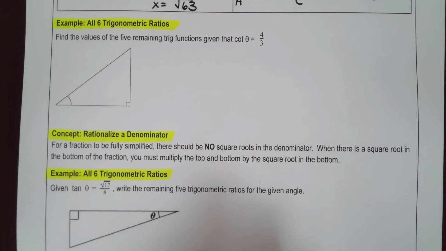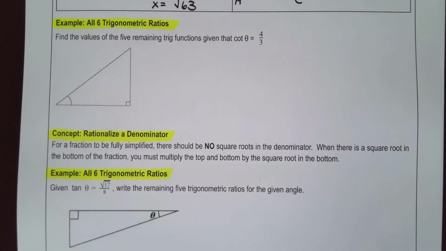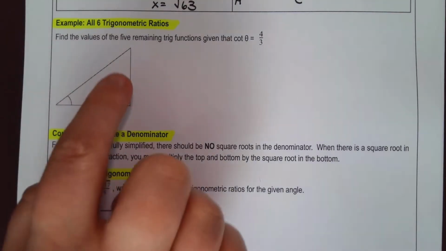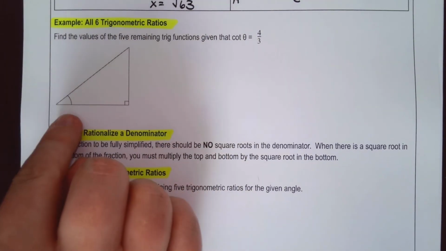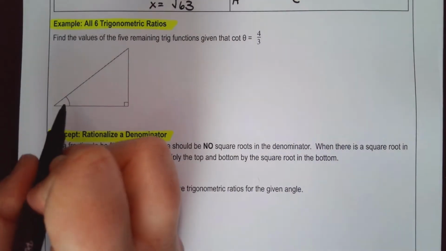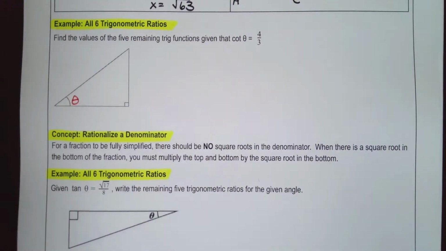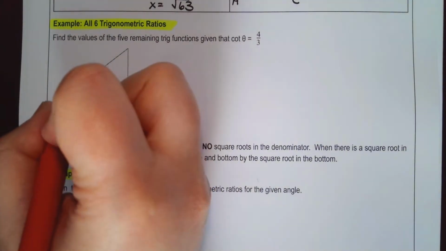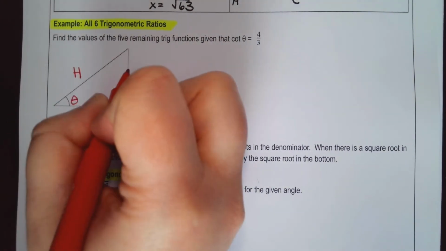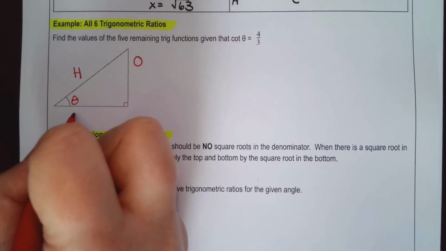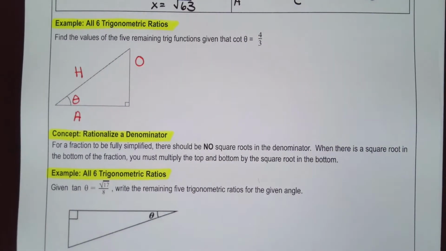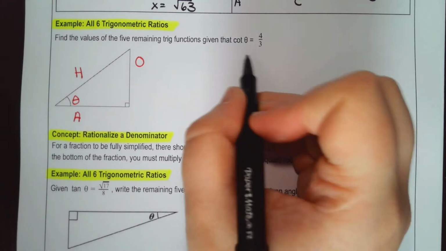So next, find the values of the 5 remaining trig functions given that cotangent of theta is equal to 4/3. So first, lay down where you want theta to go. It doesn't matter where you put theta. I like to put it on the triangle that already has our little sine. But once you plop down theta, we're going to write, this is our hypotenuse, this is our opposite, this is our adjacent.